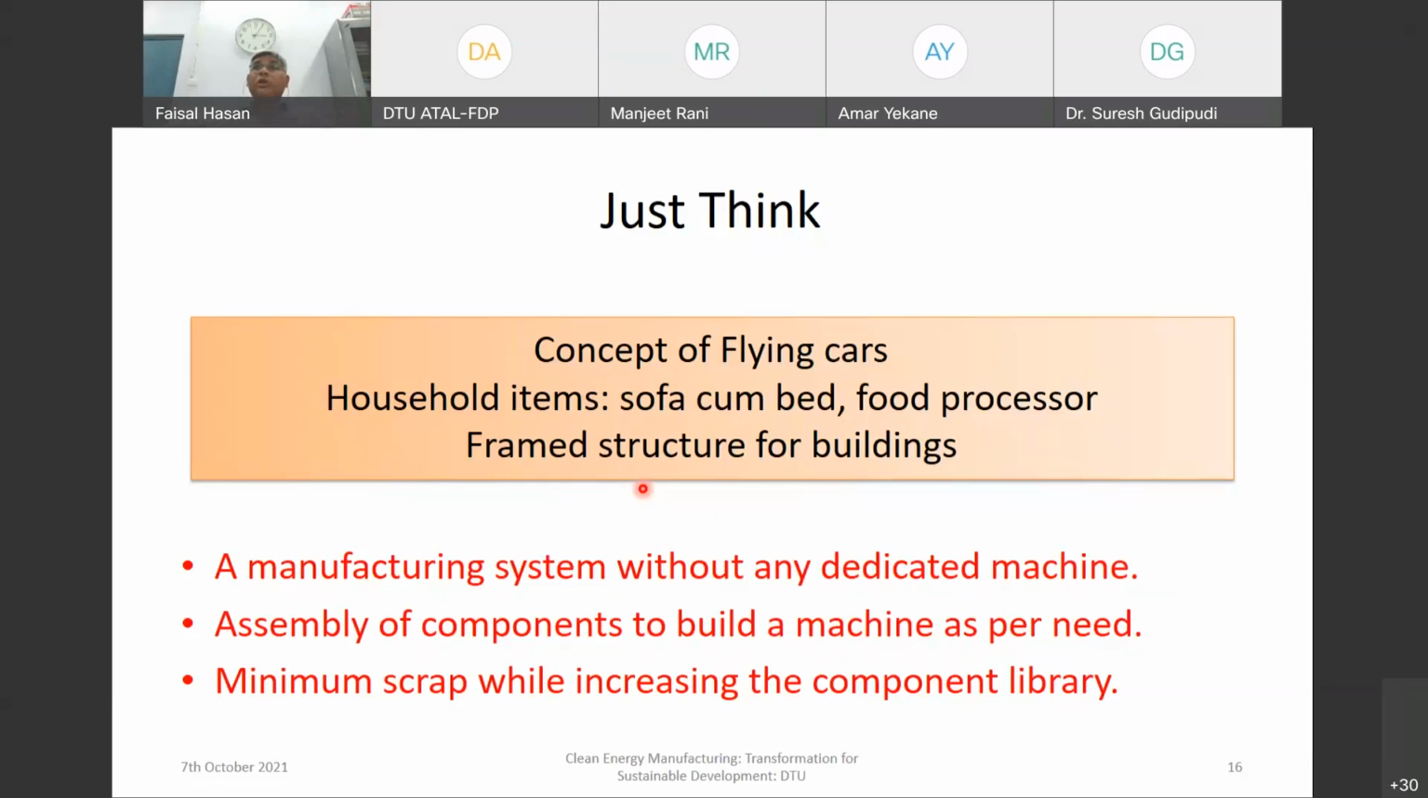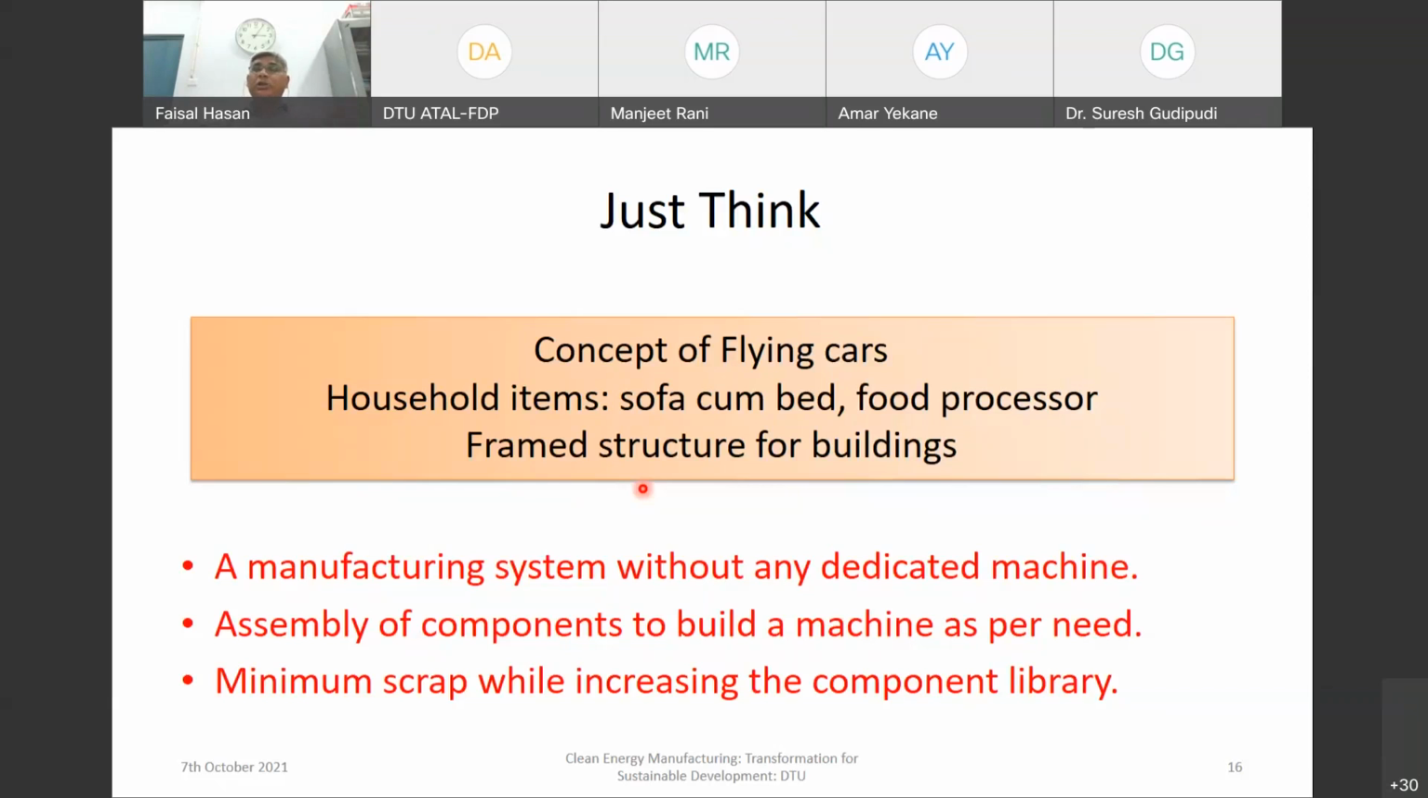So this is the basic concept behind reconfiguration. We are assembling these components at one point of time to serve the purpose of a lathe, then dismantling it and assembling it again to serve the purpose of a drill, for example. So this is the basic philosophy behind reconfiguration.